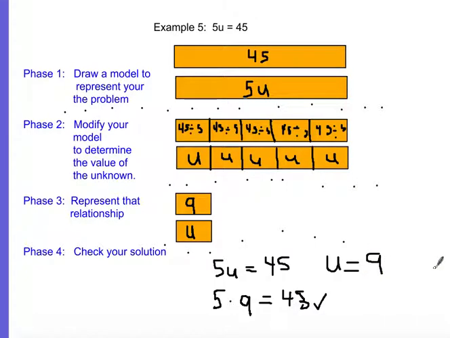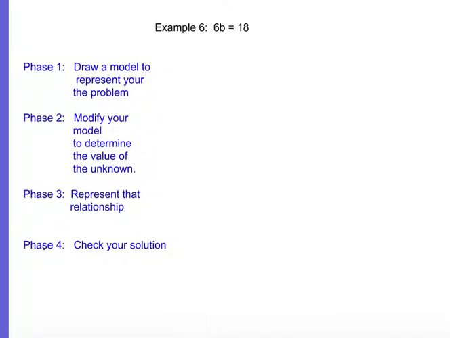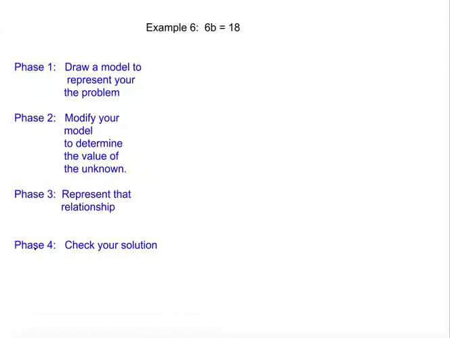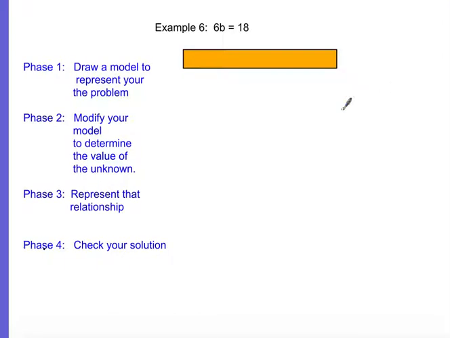Now let's go on to our second example, or sixth example rather. Example 6. 6b, or 6 times b, is equal to 18, and it is the exact same procedure as before. You draw your tape diagram, and you know that this bar will have a value of 18. You draw another similar size bar, and that will have a value of 6b, or 6 times b. And there is phase 1, which you have just completed.